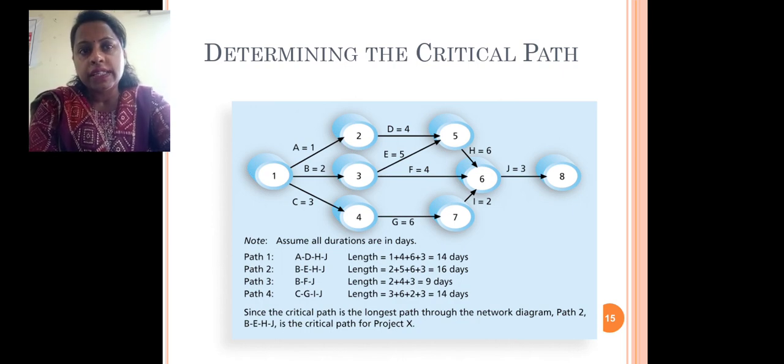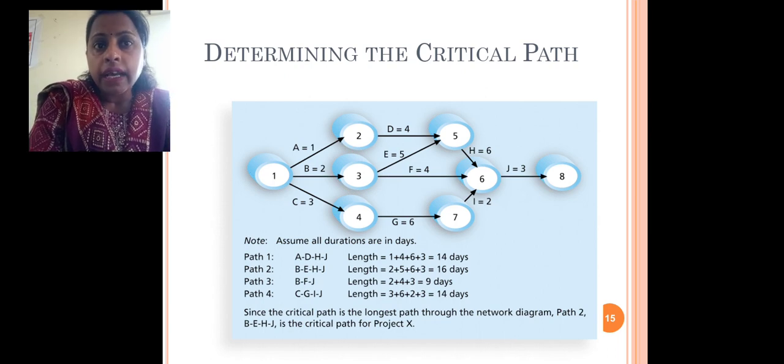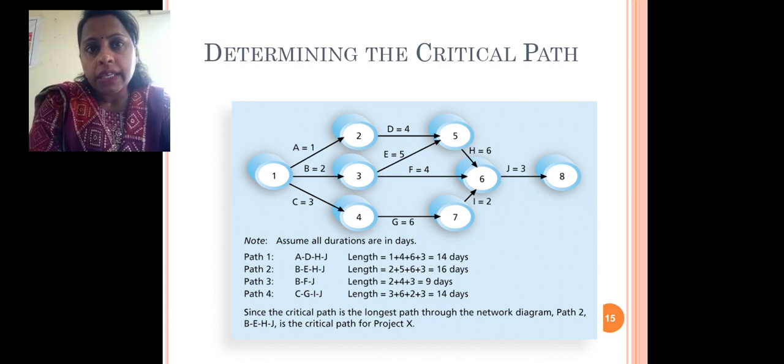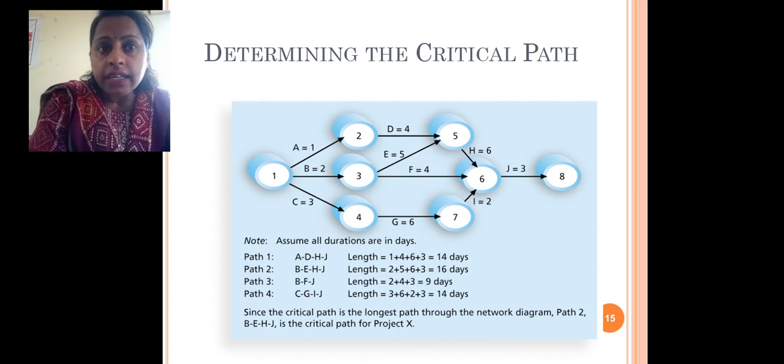So here you can see that in this diagram, as discussed, there are 4 paths: A, D, H, J; B, E, H, J; B, E, J; and C, G, I, J. Since the critical path is the longest duration, what is it? 16 days. Fine. So path 2 is the critical path.